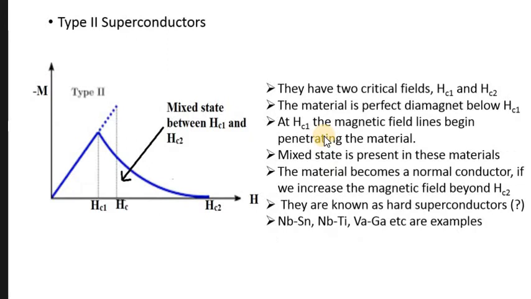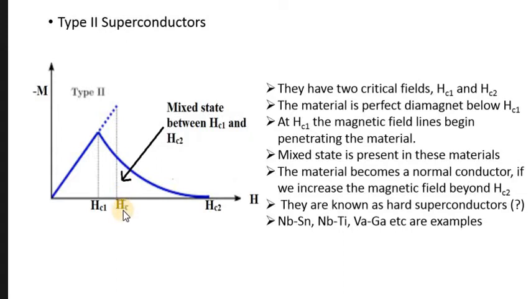Okay, next one is the type 2 superconductor, and this is the H versus minus M graph of type 2 superconductors. In type 2 superconductors, after Hc1, magnetic flux starts to penetrate inside the material, but still up to Hc2 it will show zero resistance to electrical currents. See the graph. Here you can see two critical magnetic fields, Hc1 and Hc2. If you extend this curve, you may get the Hc value also. See this dotted line, you can see the Hc value.